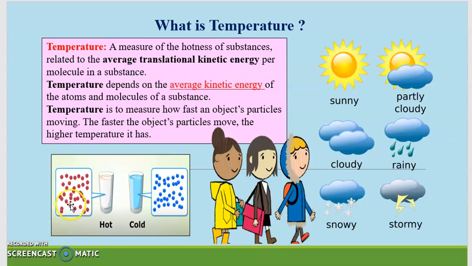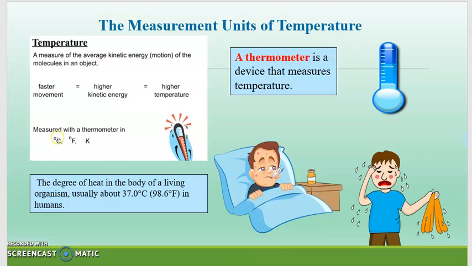So we can see here the hot water, the molecules will move faster than the cold one. Most people think temperature is about weather. On a sunny day you feel hot, on a rainy day you feel cool, and on a snowy day you feel cold. But that's not the only case.